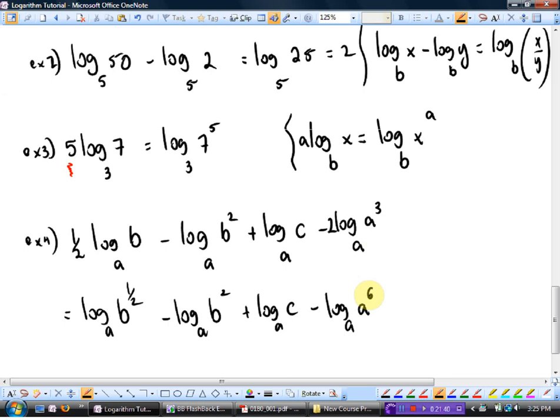Now, the rule of thumb I gave my kids was once you got rid of the coefficients, multiplying inside the log is the same as doing what outside the log? Adding. And dividing inside the log is the same as what outside the log? Subtracting. So here's what I tell the kids: if it's positive, put it on top. If it's negative, put it on the bottom. In other words, really quickly now, I know it's log base A.